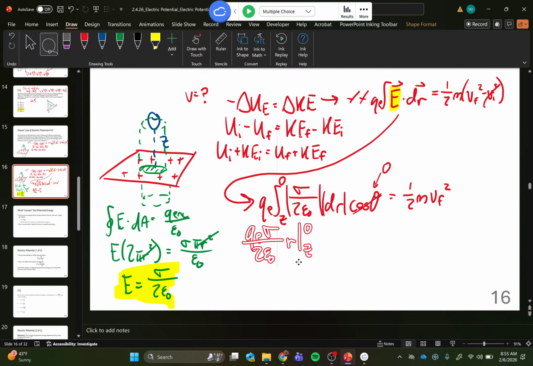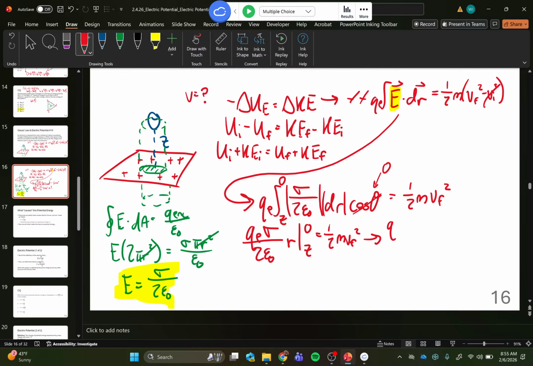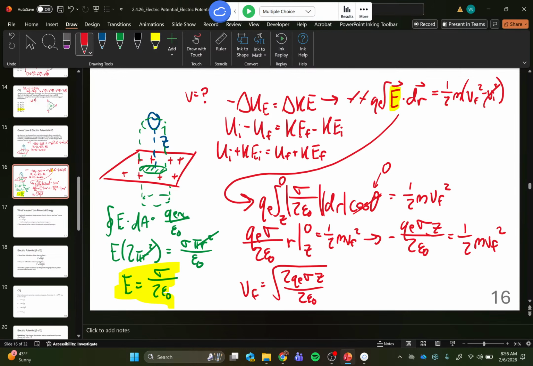All right, so we're going to move this up, give myself a little bit more space. This still equals 1/2 mv final squared. So this just turns into Q, actually a negative sign. QE sigma over 2 epsilon naught z equals 1/2 mv squared. Okay, now you just solve for v. So VF is going to equal the square root of 2 times QE times sigma times z over 2 epsilon naught, and there's an m on the bottom as well.